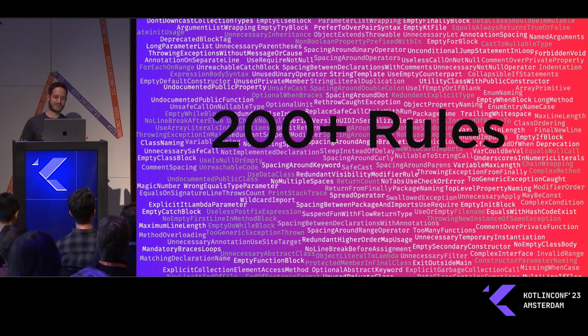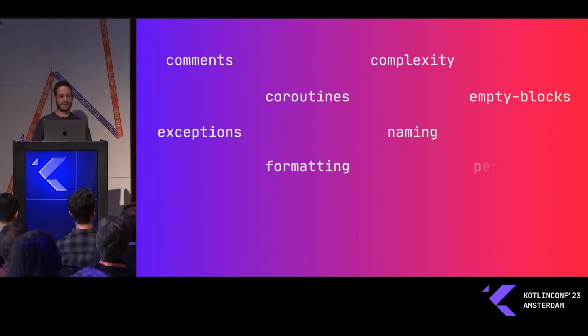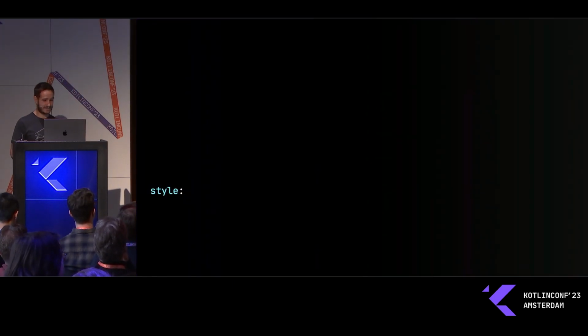Having those 200 rules all together is quite hard to maintain, also hard to discover. That's why we organize them into rule sets. We have several of them, and those are collections of rules that help you in specific areas of code maintenance. For example, improving performance or improving the style of your code.